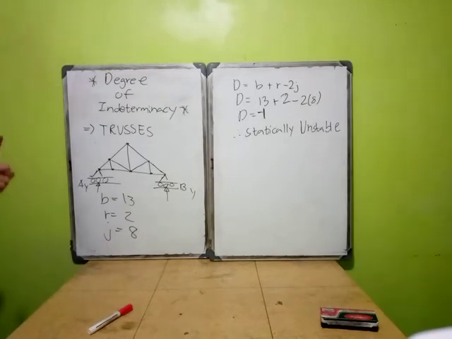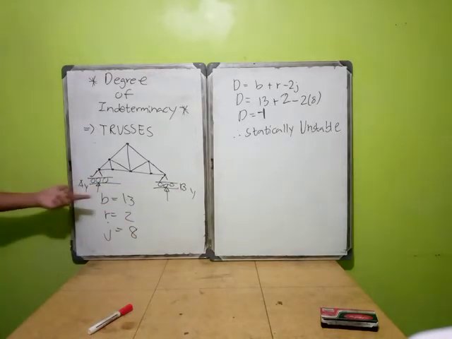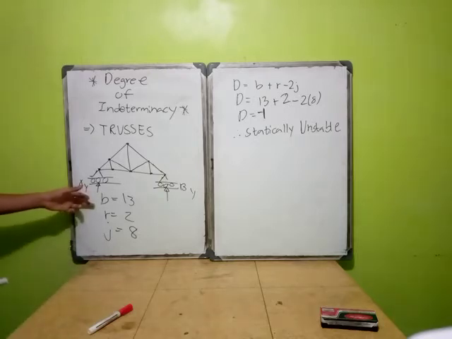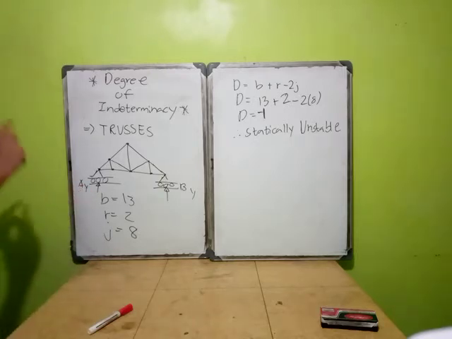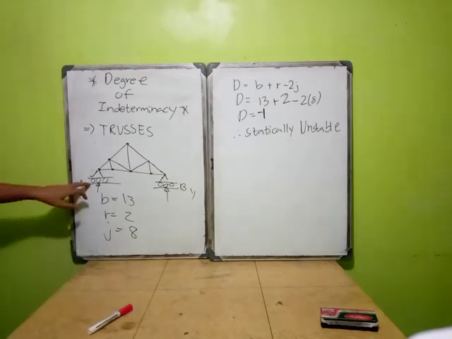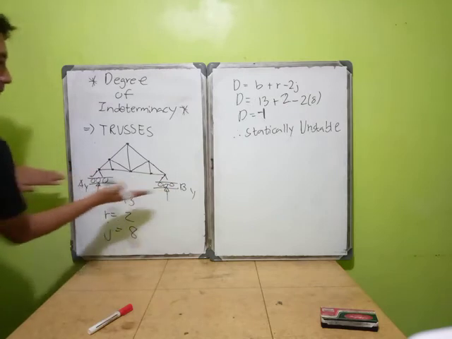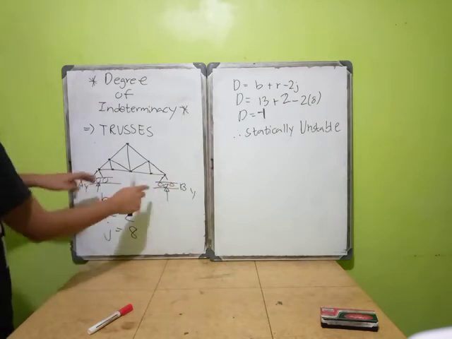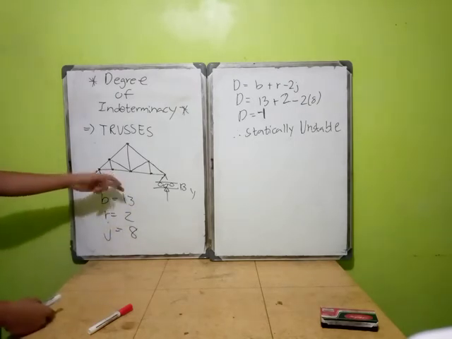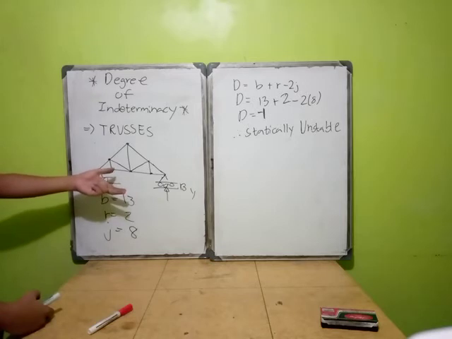And even with our first inspection, parehong tumatakbo horizontal tong exterior supports. So, ibig sabihin, these trusses will not be held in one place. Kahit hindi mo na isolve, kasi tumatakbo, hindi siya magsistay in one place, magdi-displace to. So, ibig sabihin, mag-fail itong truss.